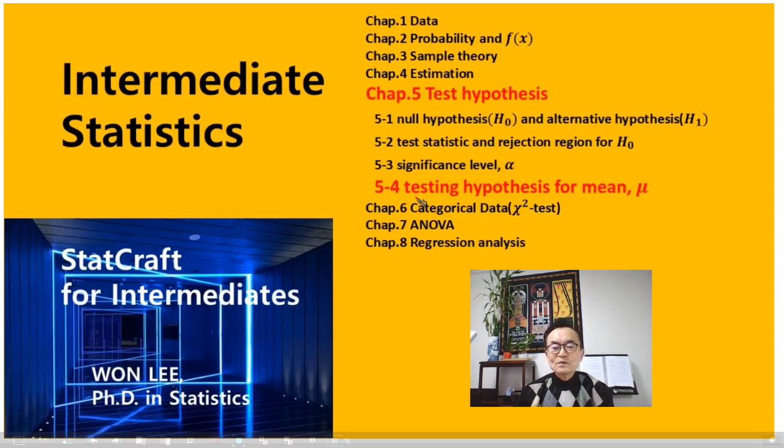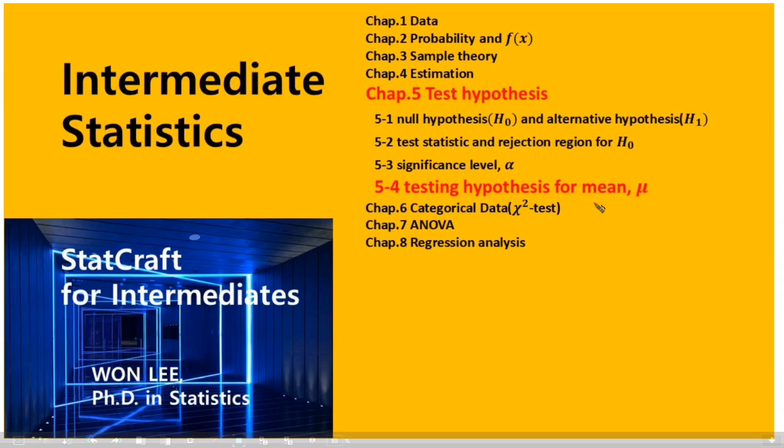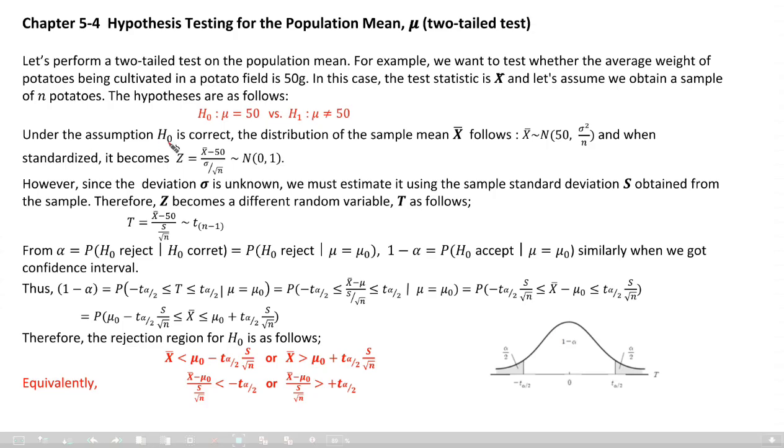Now let's see testing hypothesis for the population mean mu. Okay, this is the most important part here. If you understand this part, then no worry about other parameters. Okay, here I want to start with the two-sided test case, the two-tailed test. Let's perform a two-tailed test on the population mean mu.